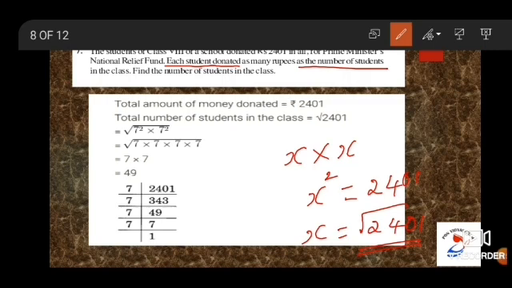I have already discussed with you the method of long division in part 2 introduction, but till now we are only dealing with prime factorization. So let us do this one by prime factorization. On dividing 2401 by 7, the result is 343. 343 by 7, 49.